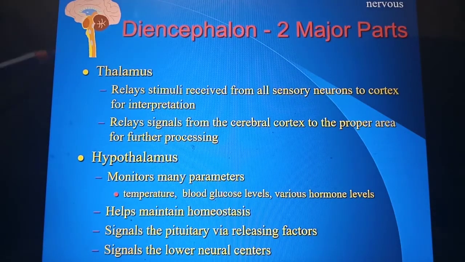Okay, the diencephalon contains the thalamus and hypothalamus. The thalamus relays stimuli from all sensory neurons to the cortex for interpretation. This means sensory neurons start from the periphery. I already told you that our sensation, these sensory neurons, start from the periphery and come to the brain. So they bring signals from the periphery.